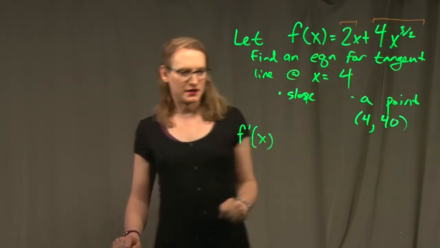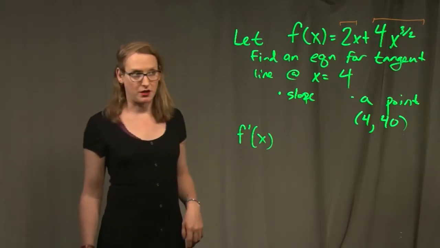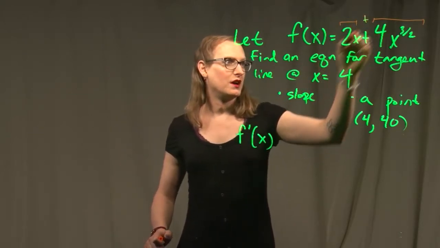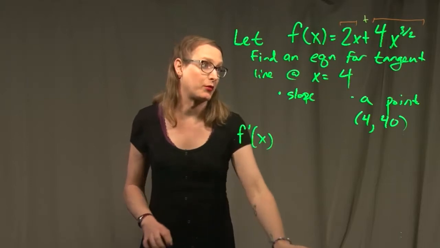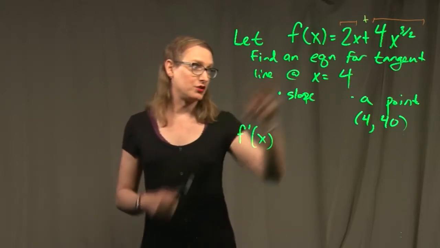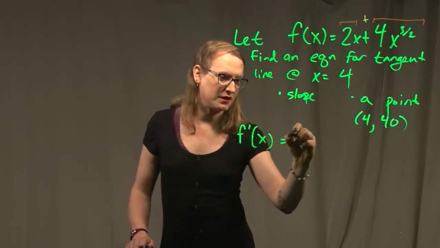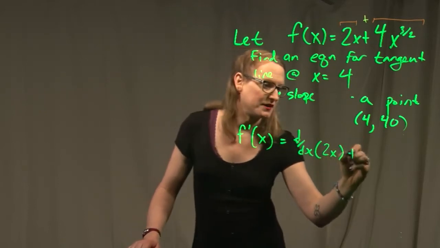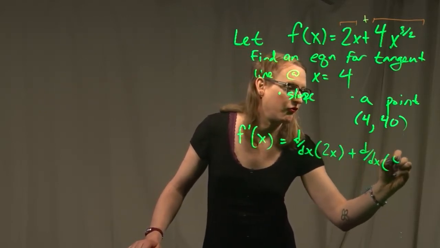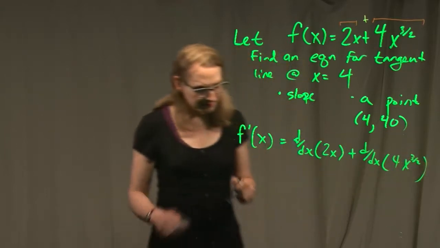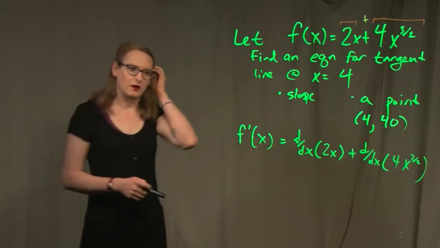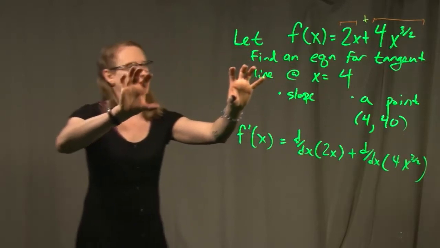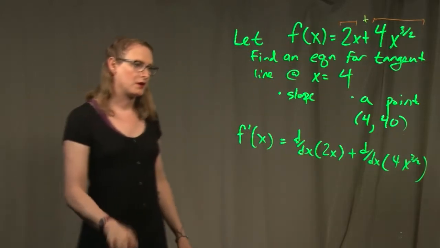I've already written little brackets above the two summands in my function here because I'm going to use the sum rule, S-U-M. I'm going to use the sum rule to do the derivatives for each of these two pieces separately. So I'm going to need to compute the derivative of 2x, which I'll write as dx of 2x plus dx of 4x to the 3 halves. The sum rule tells me that I can split this up into this Lego and this Lego. I can peel those pieces of the function apart and just consider them separately, which is really nice.